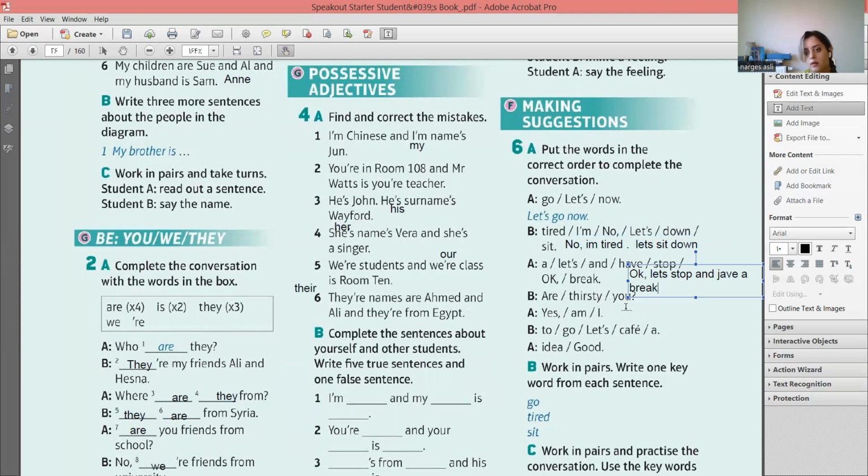Are you thirsty? Yes, I am. Yes or no question، جوابش فقط yes or no. Let's go to a cafe. بزن بریم به کافه. Good idea. That's a good idea هم میگفتیم، good idea خالی هم درسته. ایده خوبیه، بیا بریم کافه.